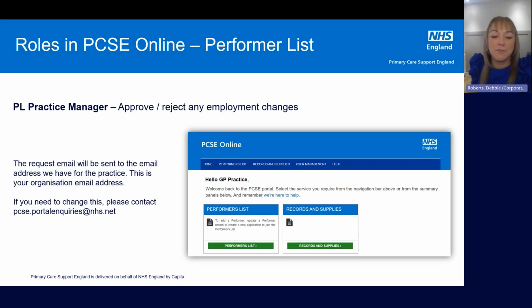Okay, so if you want to be able to action any performer list requests that come through, i.e. you've got a GP joining your practice and they've submitted a request and you need somebody to assign it, to approve it, you're going to need the PL practice manager role. Now, this role is responsible for approving and rejecting any employment changes that come in. So without this role in place, any changes that the GP submits will not be seen or actioned, which then will essentially mean that the GP record won't be accurate. And then it has a knock-on effect that the pension contributions and things like that won't be taken from the practice. So it's super important that you do have the PL practice manager role in place at the practice.